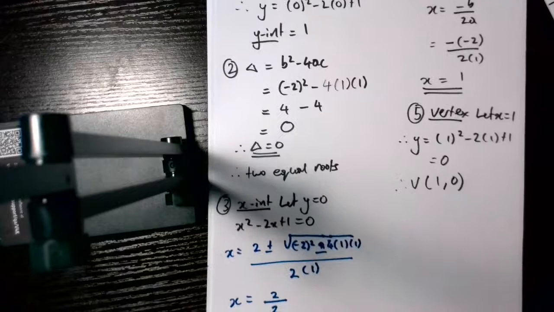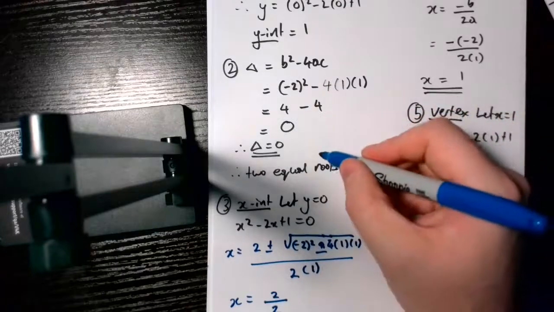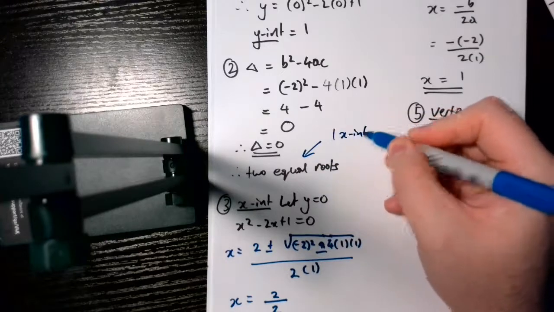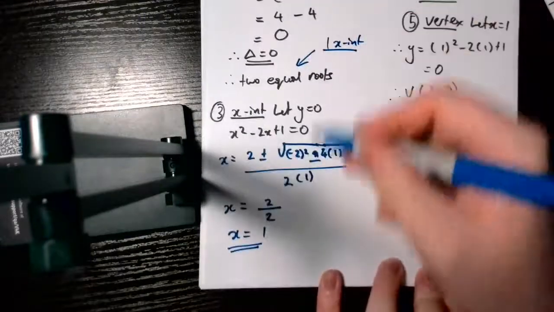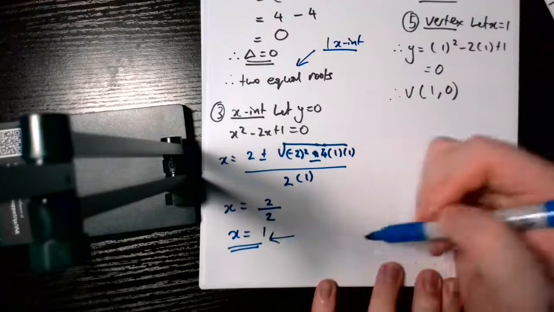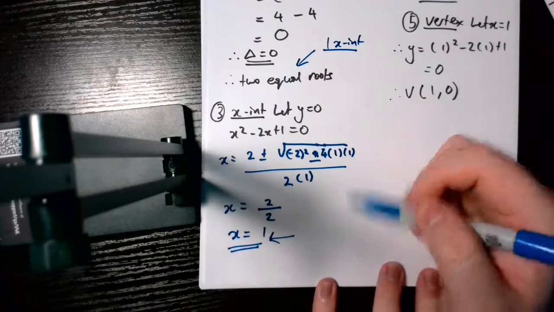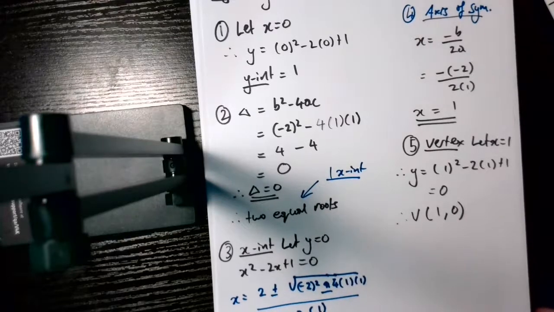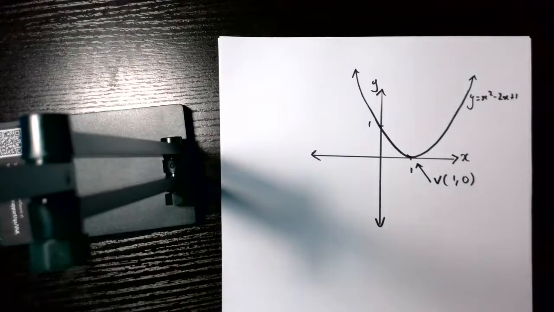Let me just go through and summarize this again. We ended up knowing that we were only going to have one x-intercept by checking our discriminant. And that was verified by only getting one solution when we were trying to find our x-intercepts. So now we're just going to quickly sketch this, just to show you that it works. Putting all of our information together, we end up with this graph here.